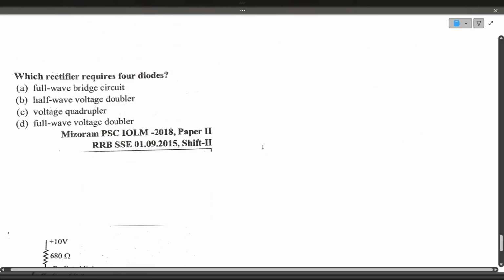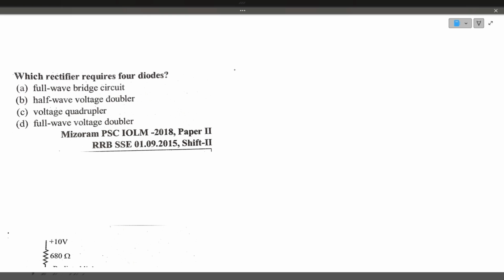We'll see the next question. Which rectifier requires 4 diodes? It is the bridge rectifier. The bridge rectifier requires 4 diodes. So the answer is the full wave bridge rectifier, option A.